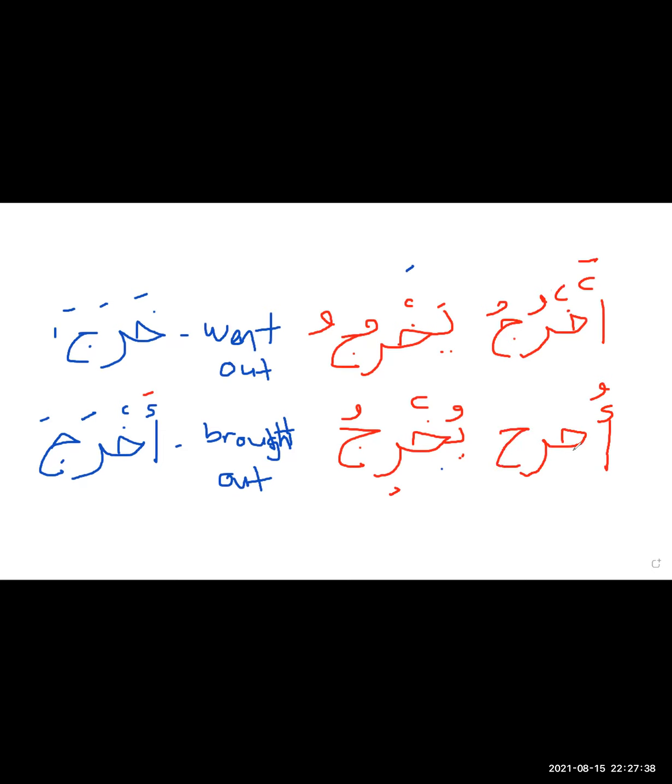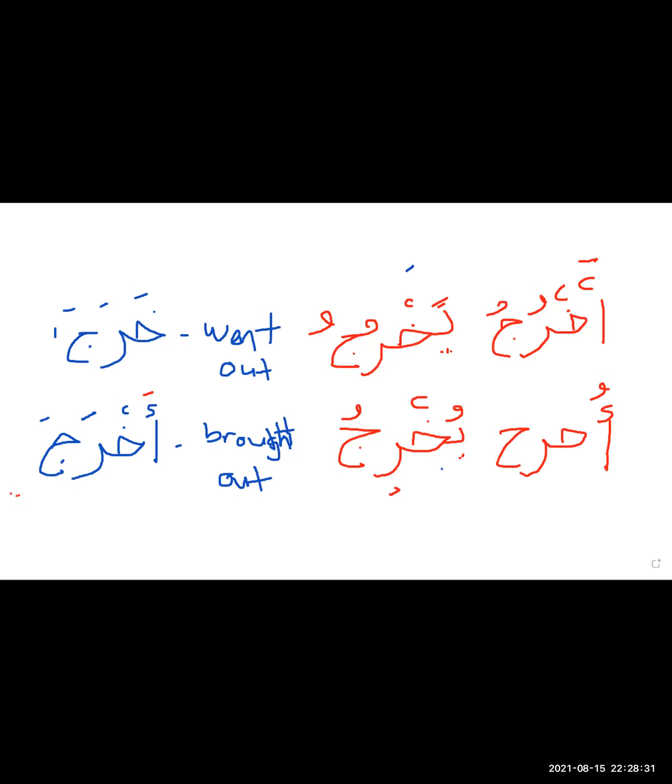Okay. So it goes from here. The fi'il madi here is four letters. It's called ruba'i. Hamza, ha, ra, jim. The fi'il madi at the top is three letters. When these three letters, the fi'il mudari' is yakhruju with ya fatha. But the fi'il mudari' for ruba'i, akhraja, brought out, is yukhriju, with dhamma. Can you see the difference? This fi'il mudari' is for thulathi, the three-letter word, and this is for the four-letter word.